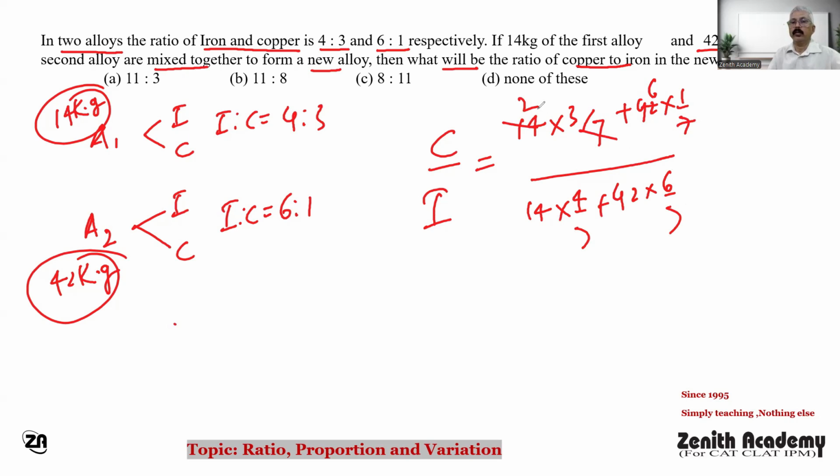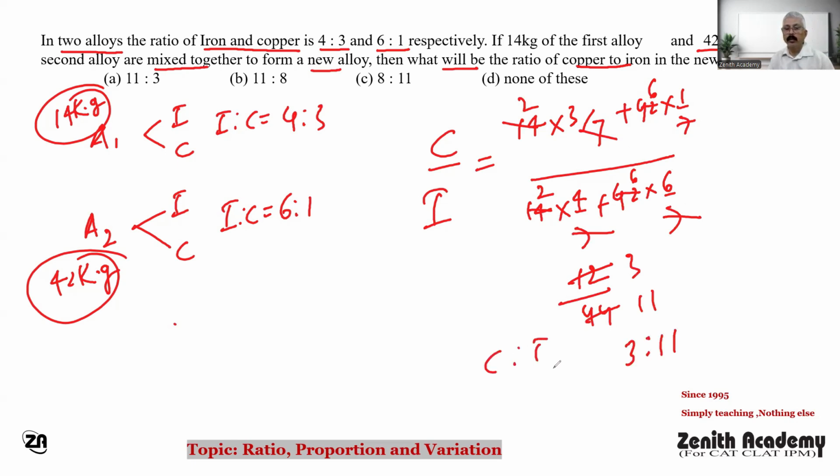So 7 twos are 14, 2 threes are 6, plus 6 is 12, over 7 twos are 14, 2 fours are 8, 6 twos are 12, 2 fours are 8 and 36, 44. So this is 4 threes are 12, 4 elevens are 44. So the ratio is going to be 3 is to 11 in this new alloy. This is your answer. So here in this question, the answer will be none of these.